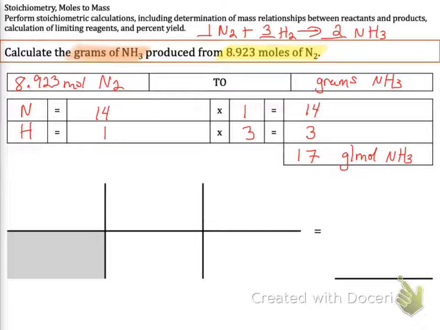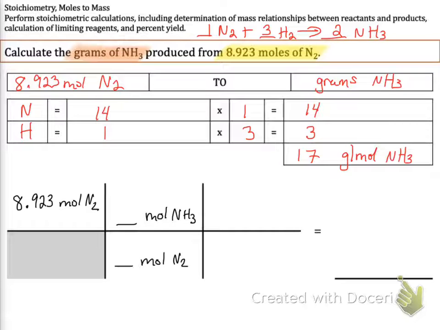So the first step in any conversion is to write down our given with the appropriate units. I was given 8.923 moles of N2. Now, because my given has a unit of moles, my next step needs to cancel out that moles. So this is a mole-to-mole conversion. I need moles of N2 on the bottom. And I'm asking you to find grams of NH3. So we need to first turn this into moles of NH3.